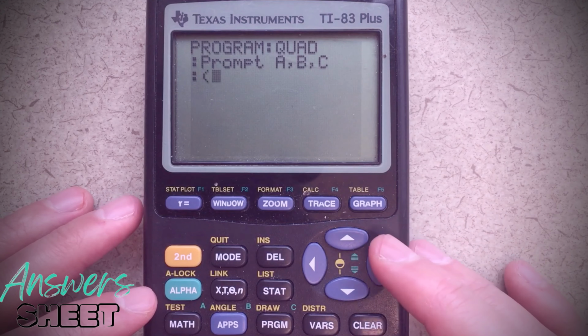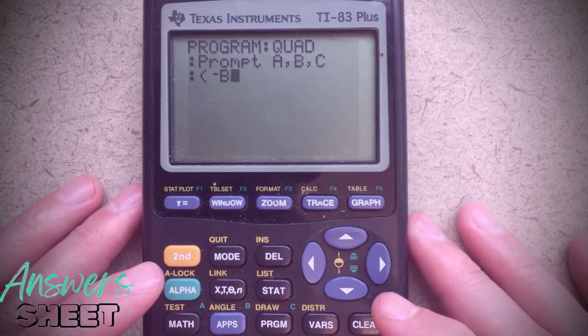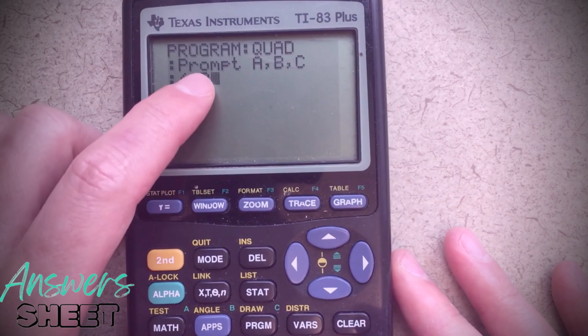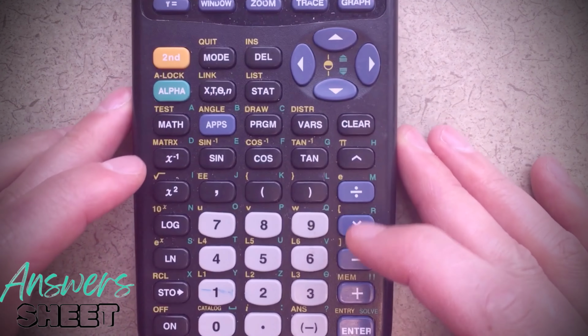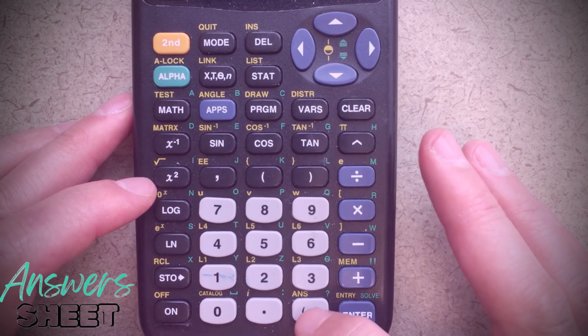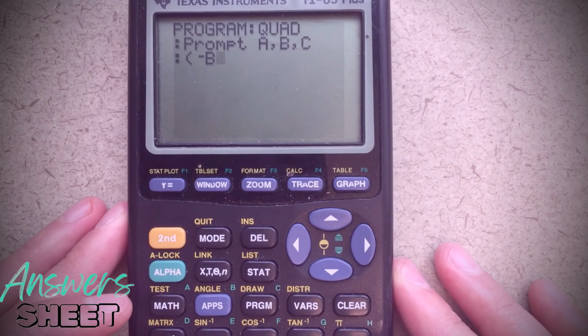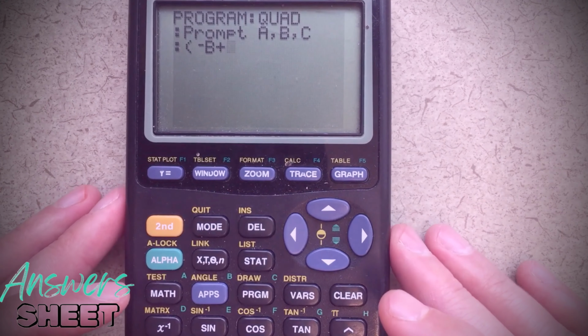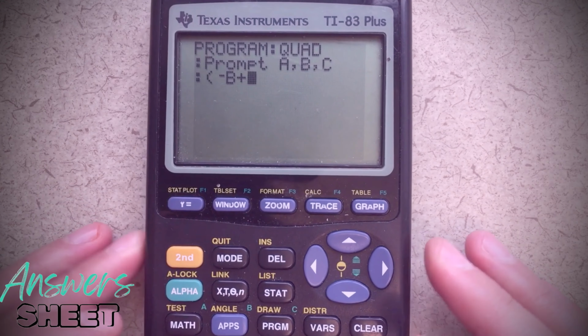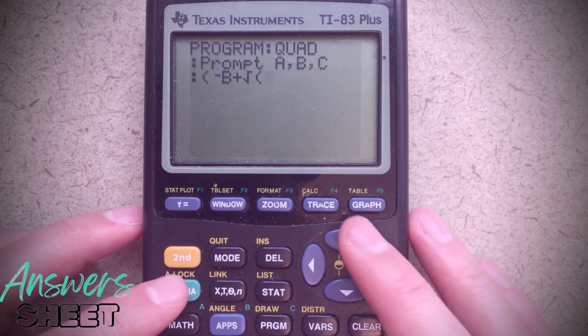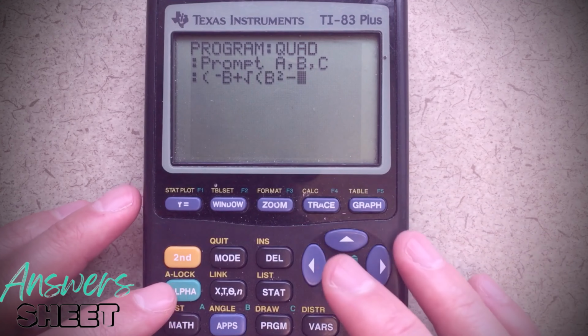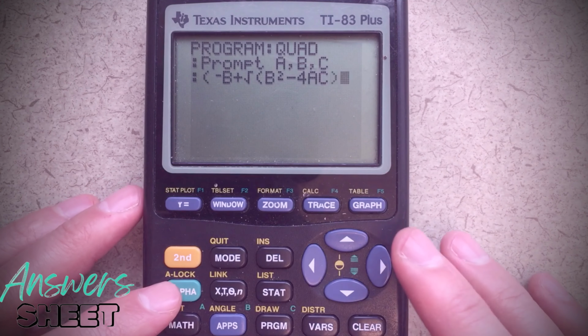So the quadratic formula is minus B, and for this minus, this is not a minus sign, it's a negative sign, I should say. So negative B, using this key here, not the minus sign. Negative B plus, and it's plus or minus, so we're actually going to have to enter this twice, but negative B plus the square root of b squared minus 4ac.